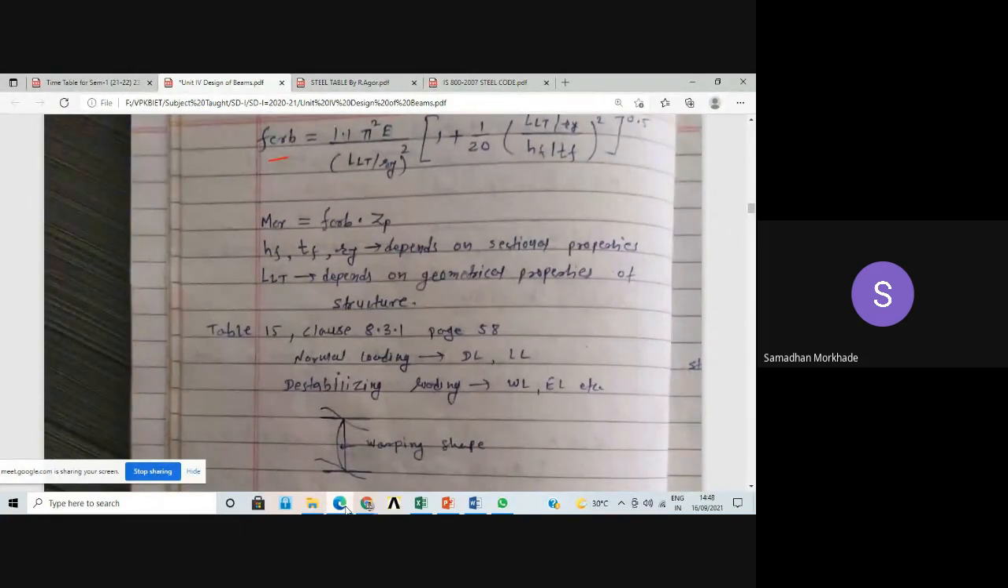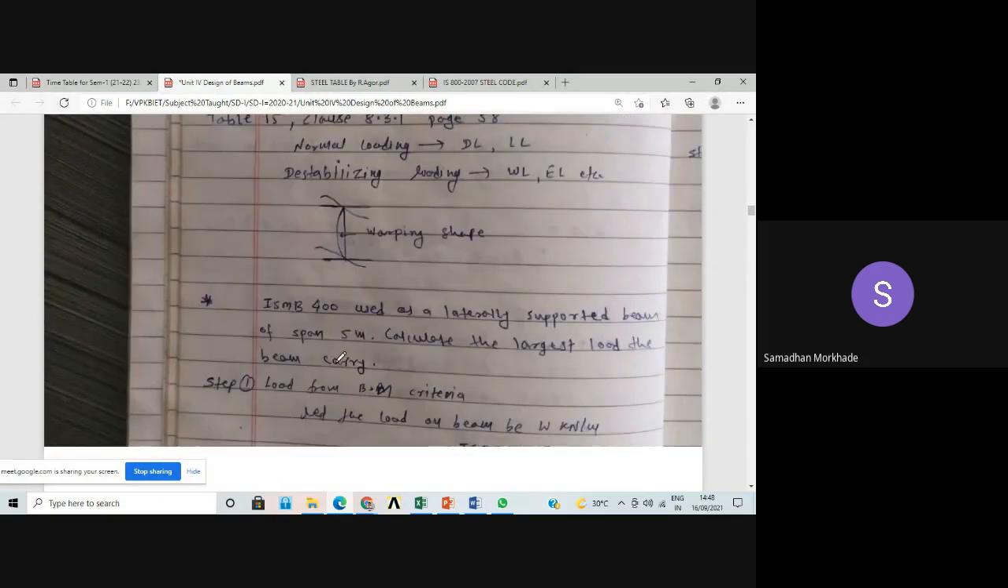Permissible deflection is given in Table number 6. All these criteria, whatever basic things we have discussed, we are going to cover by taking examples. In today's class I am going to take very basic and fundamental examples. If you understand this example properly, your design of beam is over.